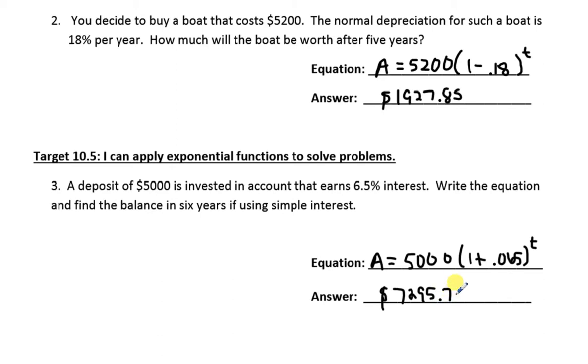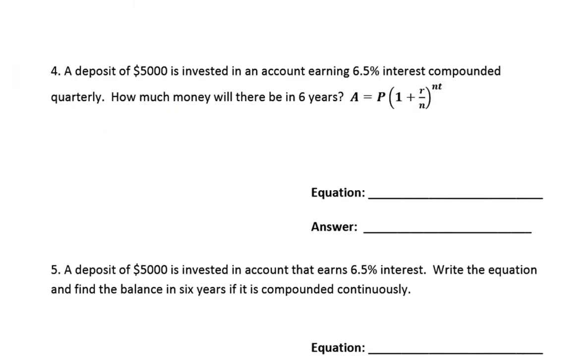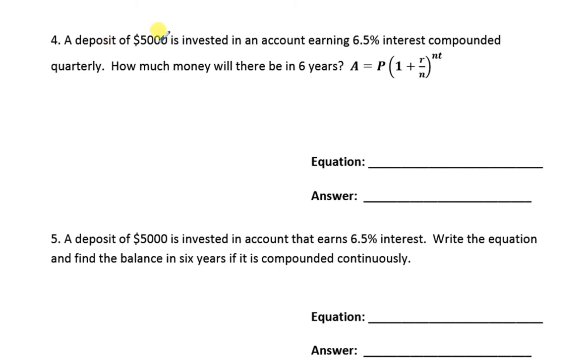I probably won't redo the whole video though. And we'll move on to the next problem. And if you notice, we have 3 problems in a row that all start with $5,000. One is simple interest on the last one. This one's compounded interest. Really, our simple interest is compounded annually. So if you look at this formula for compound interest, n is equal to 1. So we have 1 plus r over 1, times t to the t power.